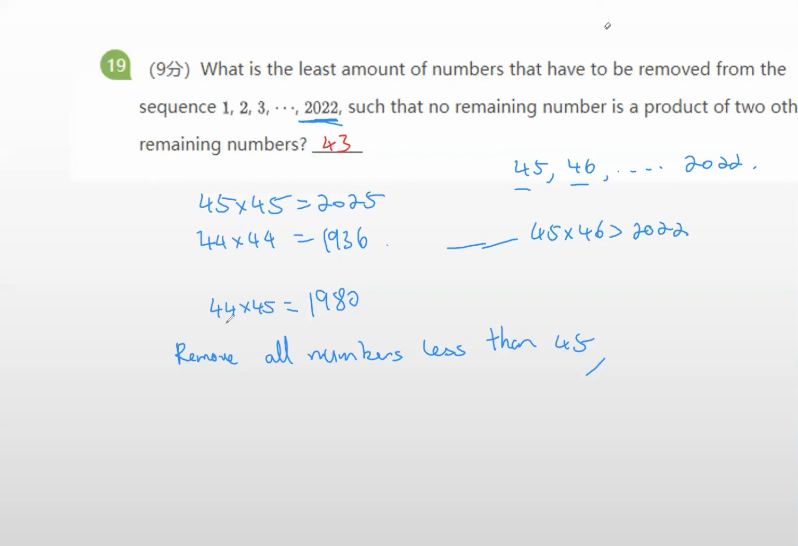So I remove all the numbers less than 45, that's 44 numbers, right? But remember we have a one. One times any number is itself, so it's not equal to the other remaining numbers. So one is always there, and we never need to remove one, so it's just 43 numbers we need to remove. Is that okay? Is everyone happy with this?